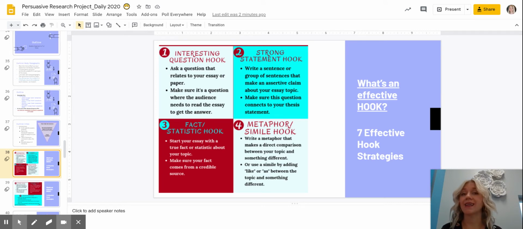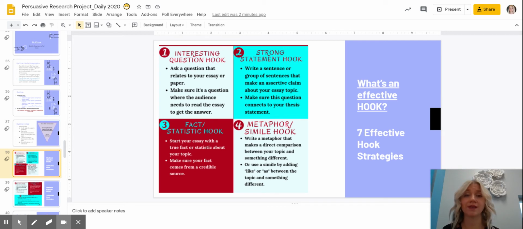1, ask an interesting question that relates to your paper and make sure it's a question where the audience needs to read the essay to get the answer. But don't leave them hanging, okay? That's one thing. A question can be useful, but can also be really, really boring and sometimes random feeling. So if you ask a broad question, make sure that you continue with that question in your narrowing statement.